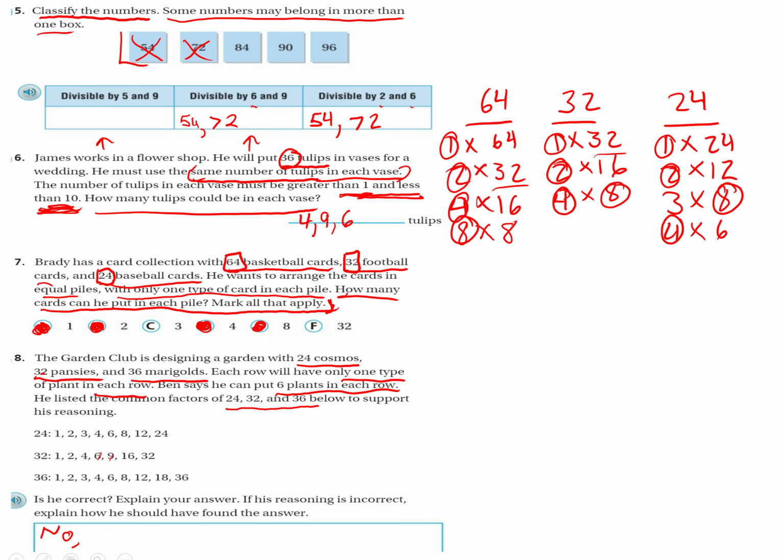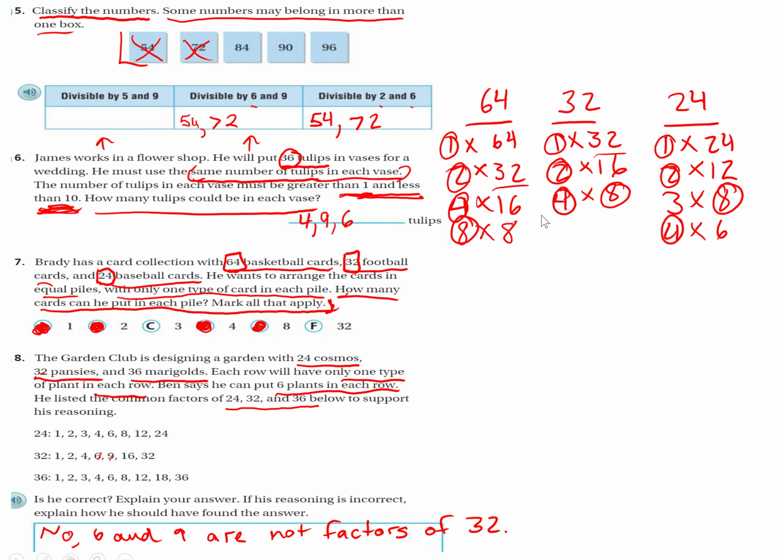Explain your answer. If his reasoning is incorrect, explain how he should have found the answer. So, no, 6 and 9 are not factors of 32. And then, see, every time I try to put a period, it does that to me. Okay. No, 6 and 9 are not factors of 32. You guys have a little more space. I'm going to have to write on the side. What should the correct answer be?